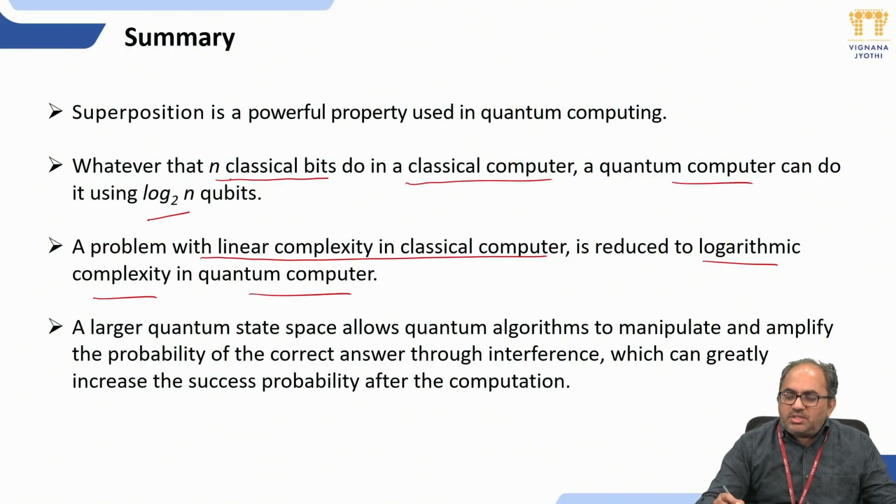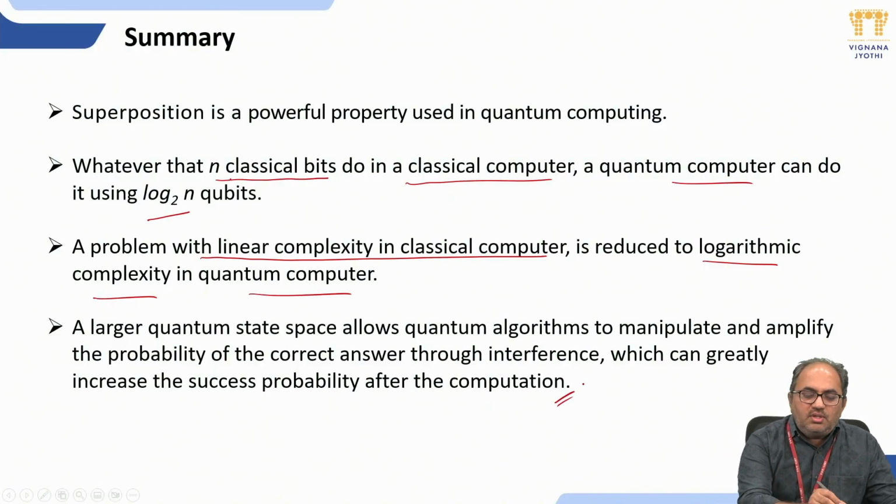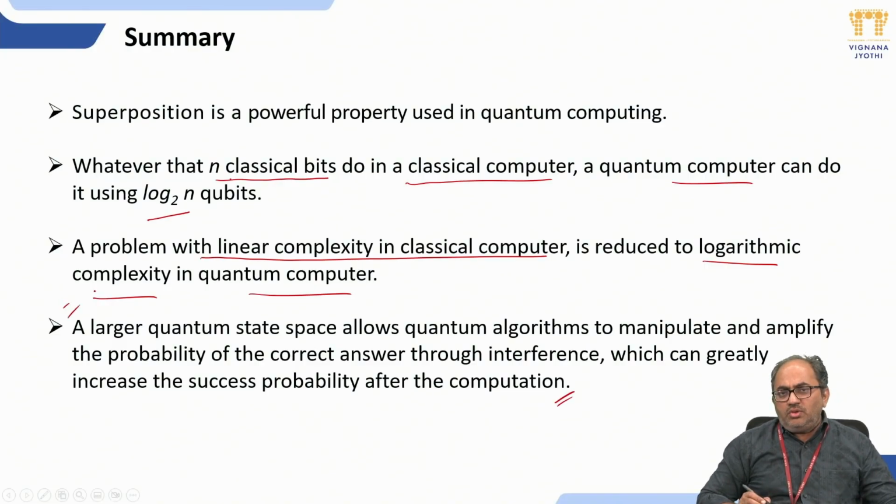This we are going to understand in forthcoming lectures. So the summary of the presentation is, superposition is a very powerful property that is used in quantum computing. A problem with linear complexity in a classical computer is reduced to logarithmic complexity. So this is an advantage of using quantum computing.